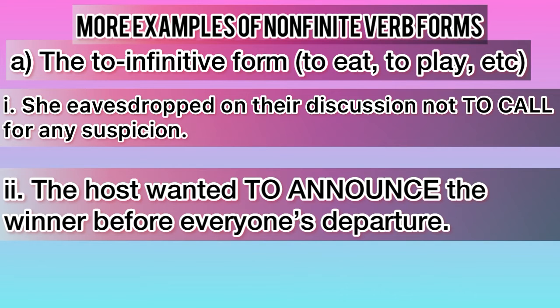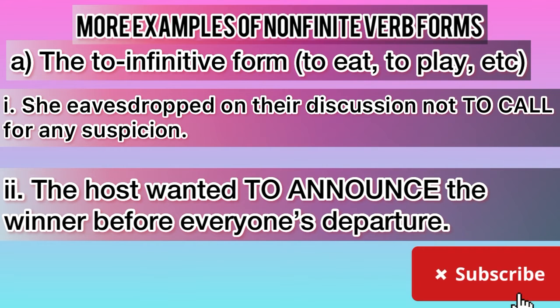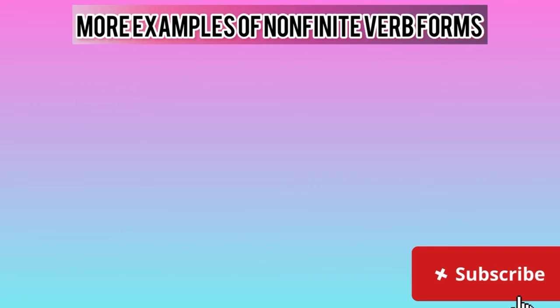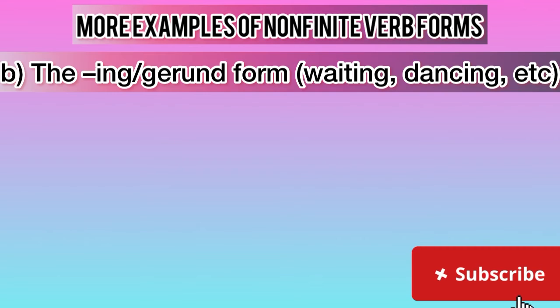The host wanted to announce the winner before everyone's departure. What is the active verb in this sentence? Wanted. And tell me the non-finite verb? Of course, to announce, a to infinitive verb. So we have many examples of a to infinitive verb in sentences. They cannot stand on their own except with the presence of a finite verb, which is the active verb in the sentence. Now let's consider the next form of the non-finite verb, the ing or gerund form.